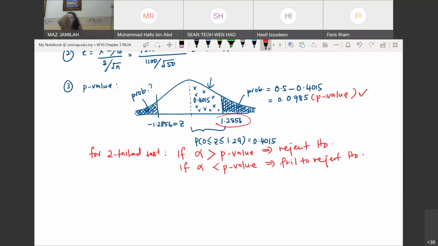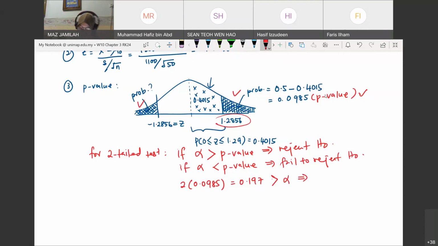If you look at your textbook, on the p-value method, you will see you have to multiply by 2 because we are dealing with the left and right of your tail. So 2 multiplied by 0.0985, you will get 0.197. So here the p-value is greater than your alpha.